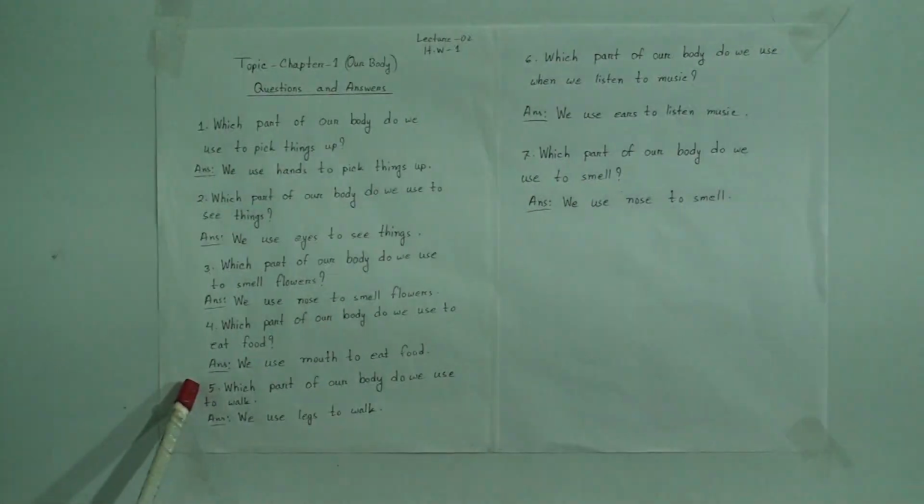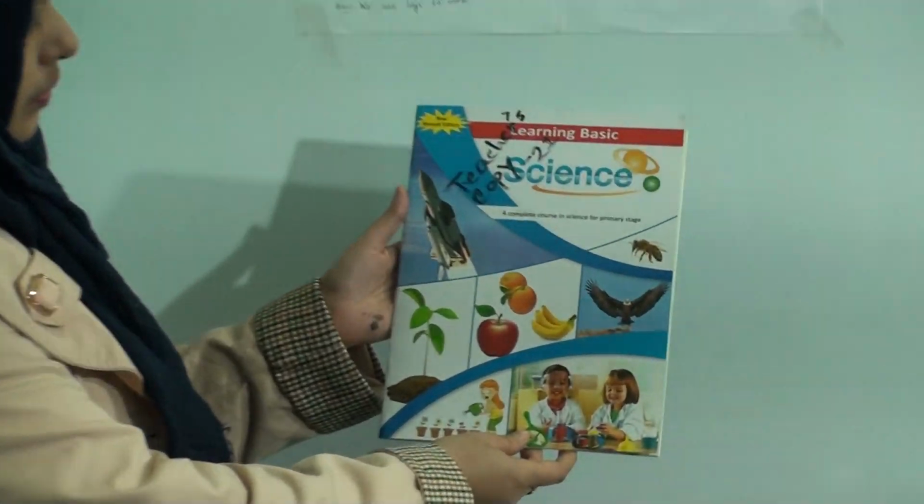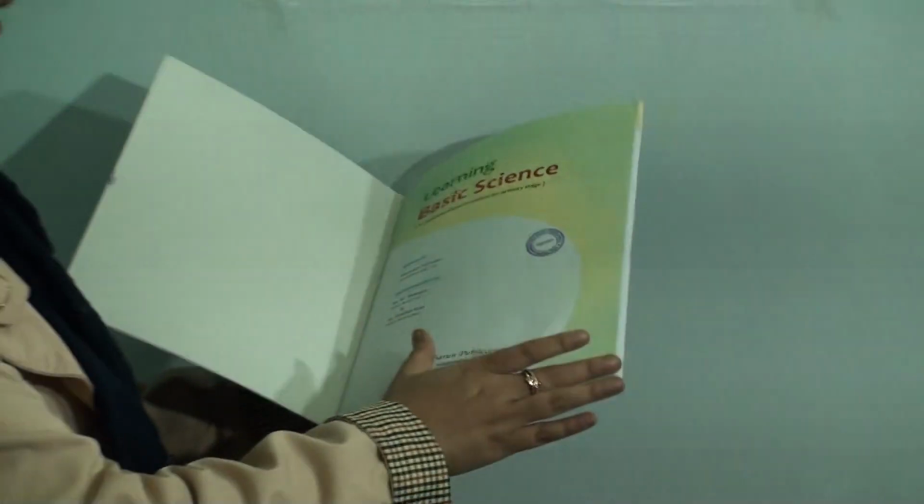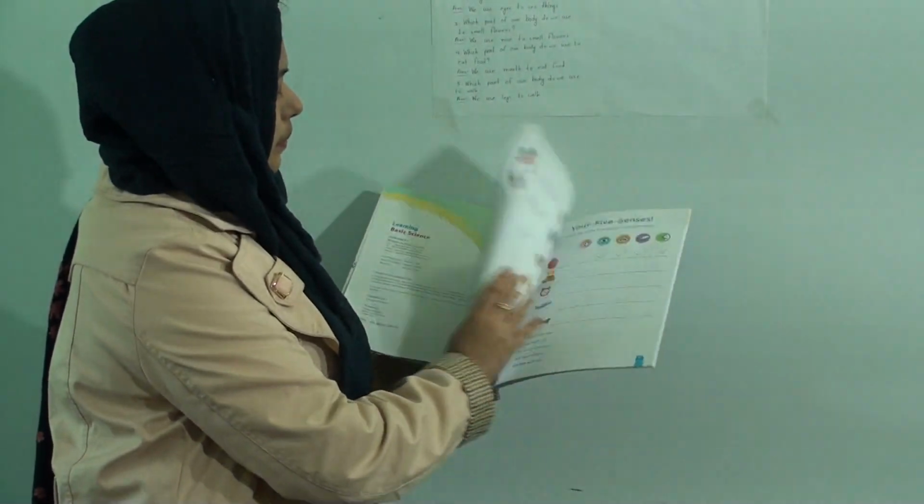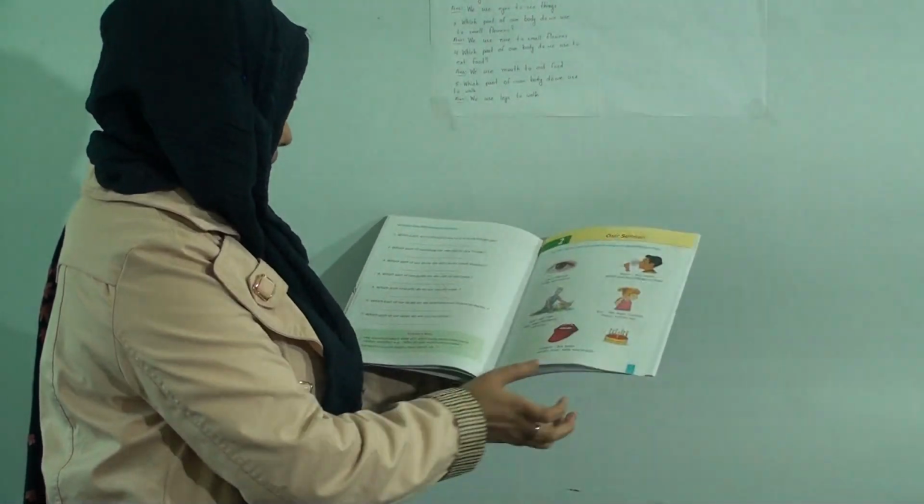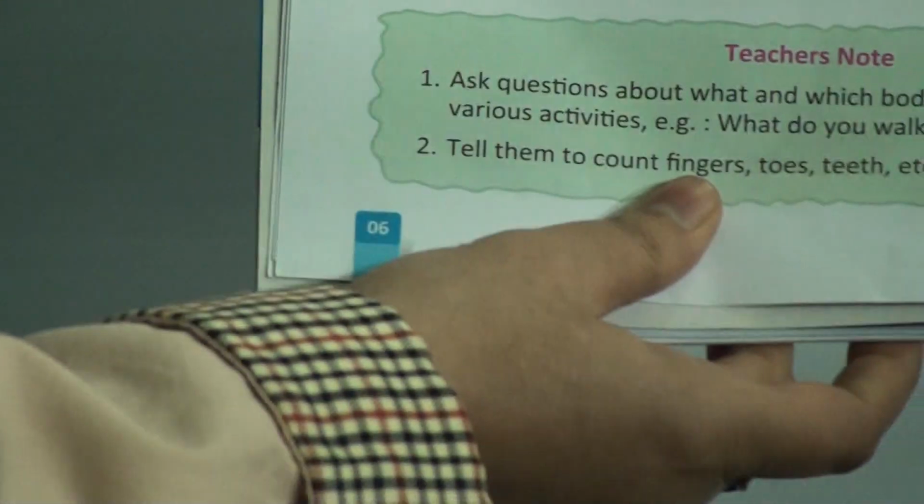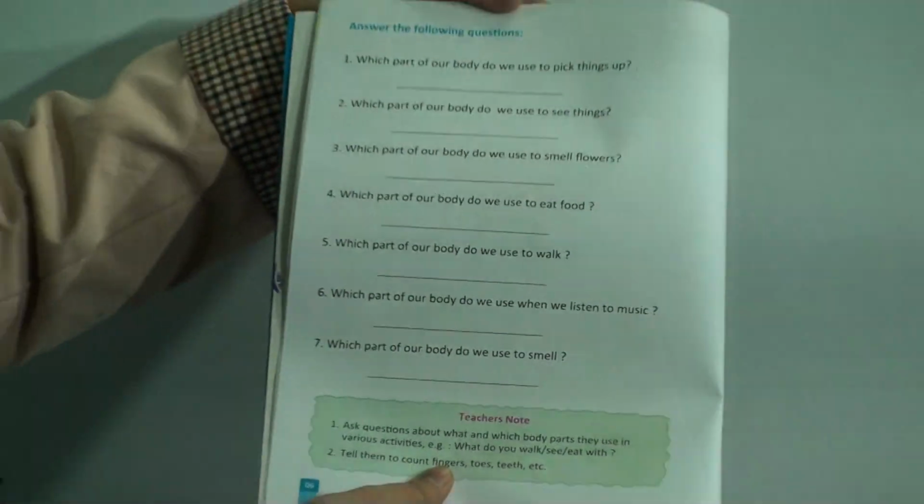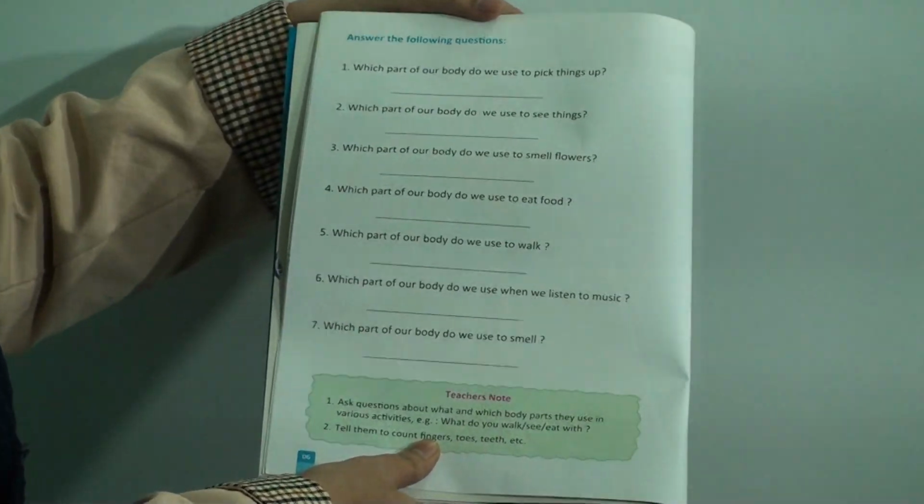So dear students, let's begin the class. You can see I have written here all questions and answers. And this is your science book. And these questions are from page number 6. Today we will do these questions and answers.